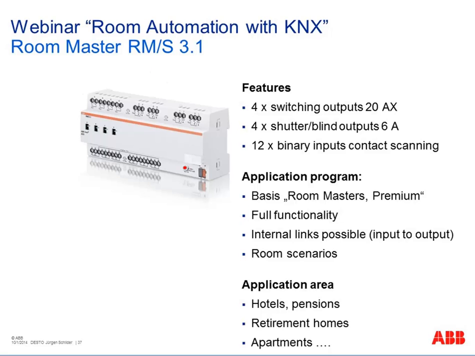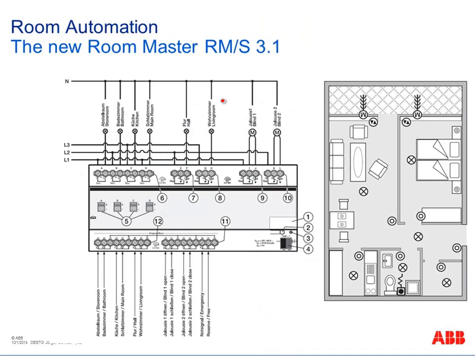Such a room master 3-1 can be used for different kinds of projects, also hotel rooms, but maybe other projects like retirement homes or apartments. And I think in the next slide you see a possible situation in an apartment. You use the room master 3-1 for lighting control. 6 circuits here, and 2 shutter blinds curtains you have here. So I use only 4 motor outputs here.